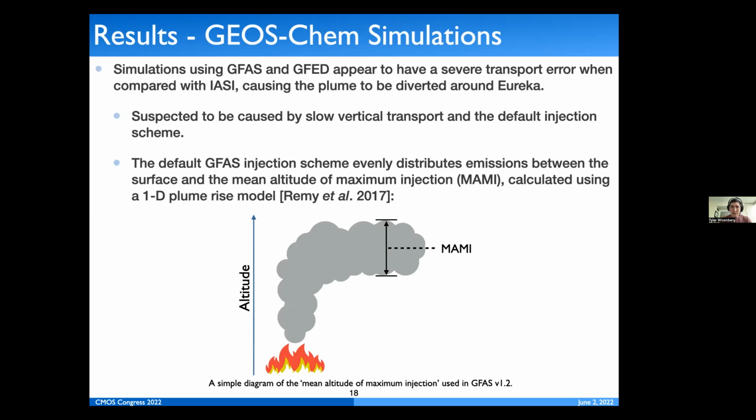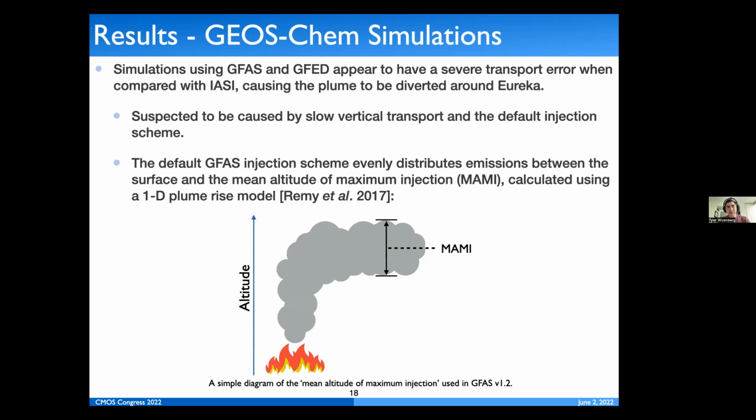So, moving on to our GEOS-Chem simulations. When we ran our first set of simulations using the default settings from GFAS as well as GFED, we found that there's a really severe transport error that occurs in the model when comparing with IASI. It causes the smoke plume to be diverted almost completely around Eureka, which is not what we saw in reality. So we suspect that this issue is really being caused by slower vertical transport in the model, as well as the way the emissions are being injected.